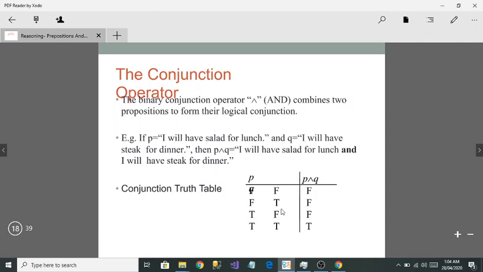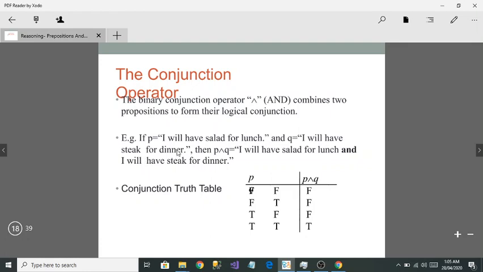So the conjunction operator, as I have told you, is and, and you can write it like that. It combines two propositions. That means it will combine two sentences, putting an and between them. For example, you have P and then you have Q as well. P is "I will have salad for lunch," and Q is "I will have steak for dinner."